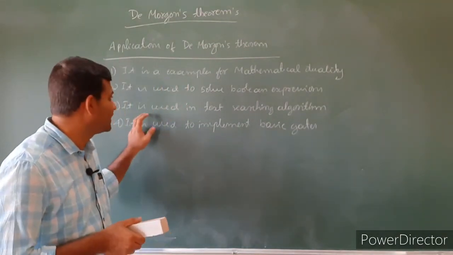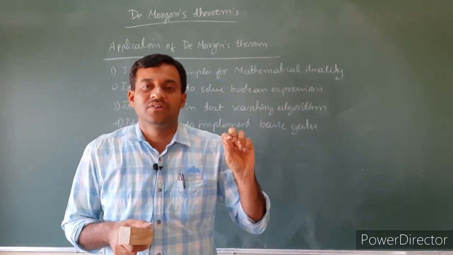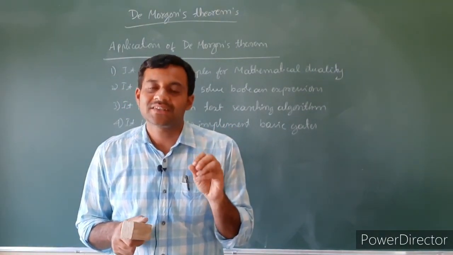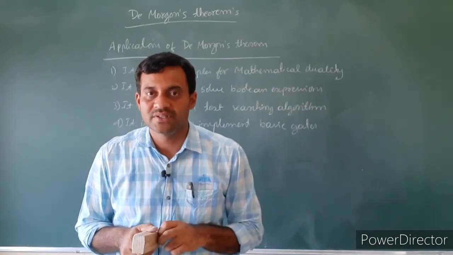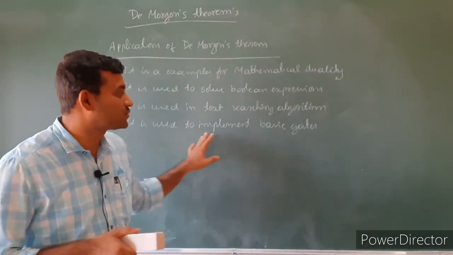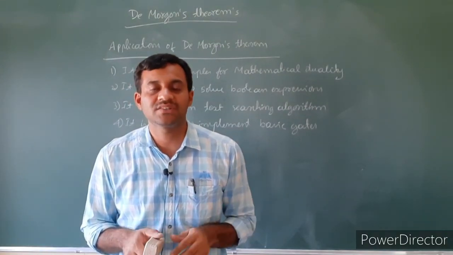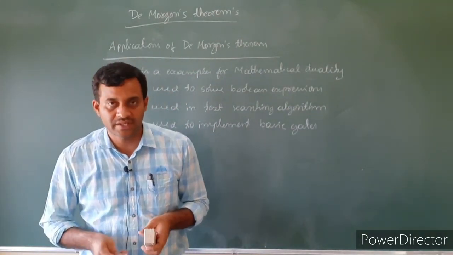Then the third one is that it is used in text searching algorithms. Then the fourth one is that it is used to implement basic gates. So these are the four applications of De Morgan's theorem.